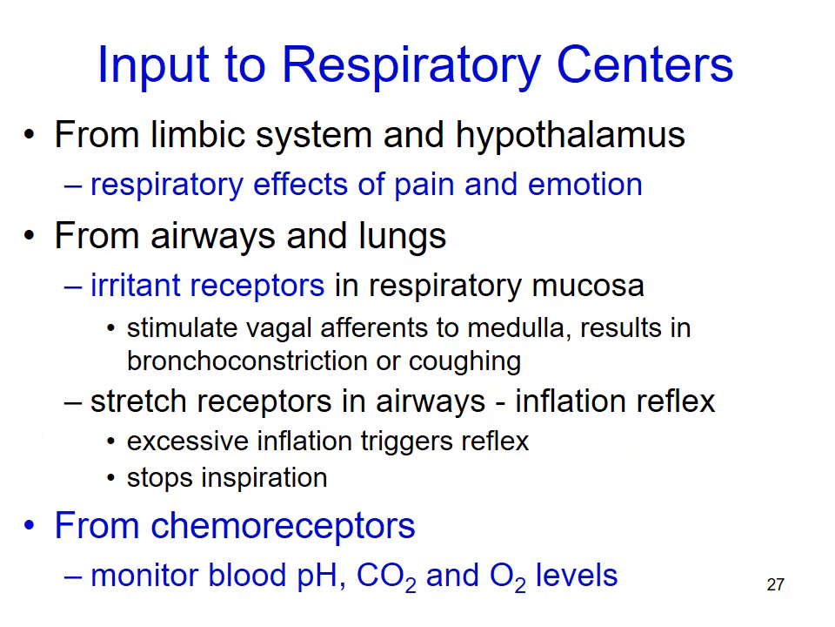We can also adjust our breathing rates depending on what is received through the sensory system. So for instance, anytime pain or emotion comes into play, we see that the limbic system and the hypothalamus can adjust our breathing rate.